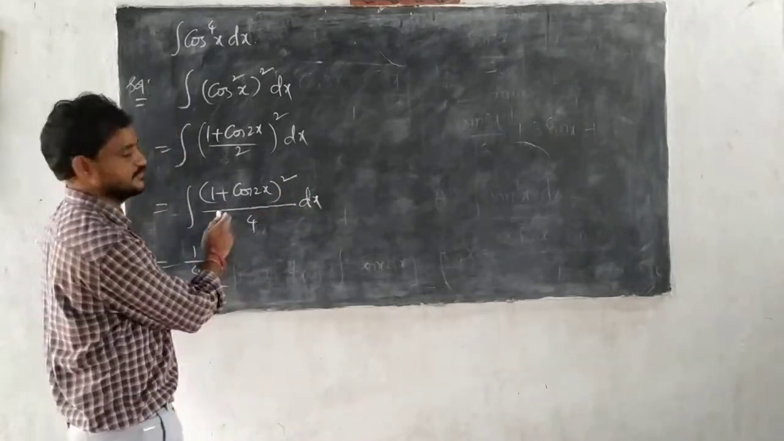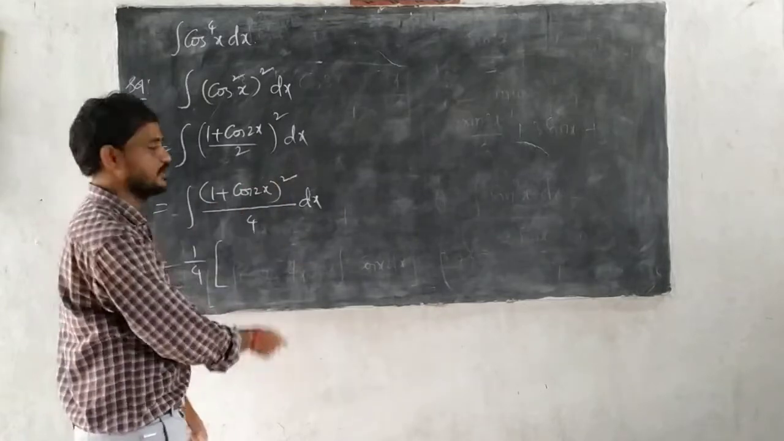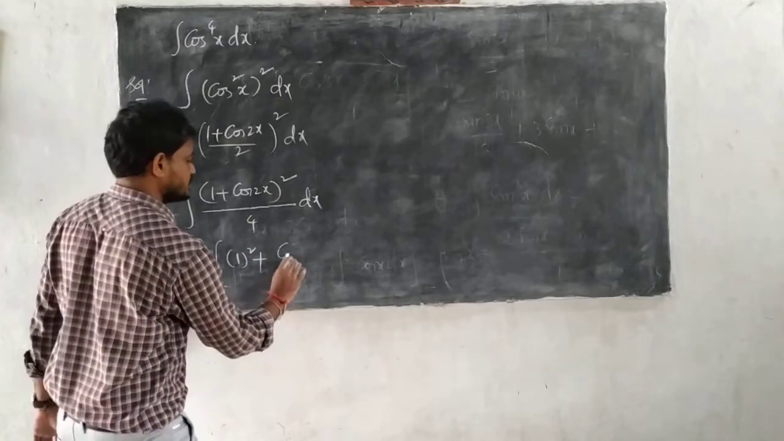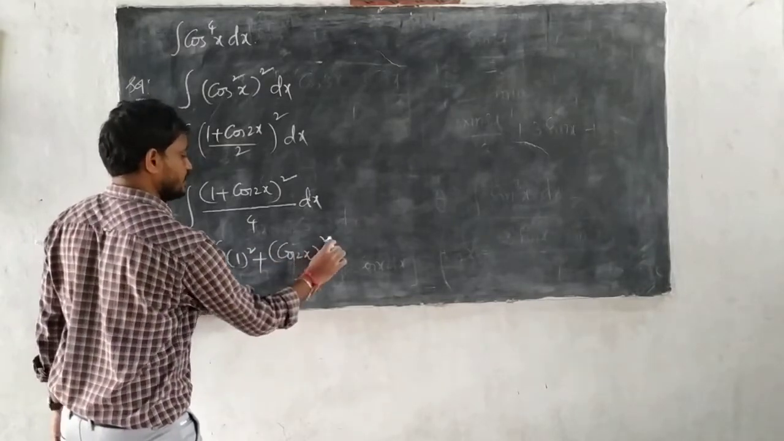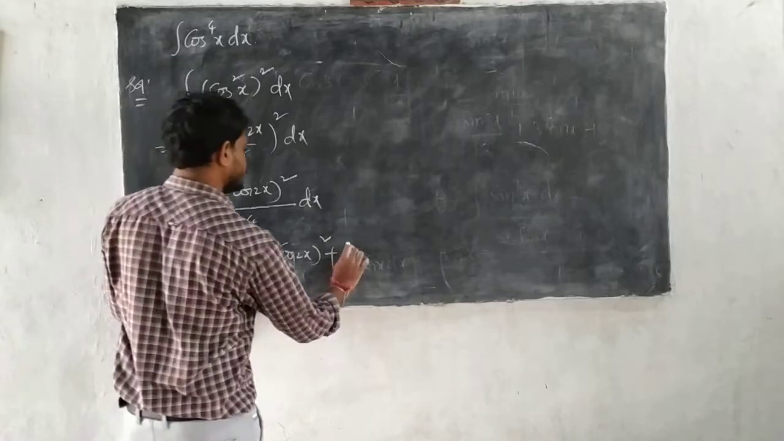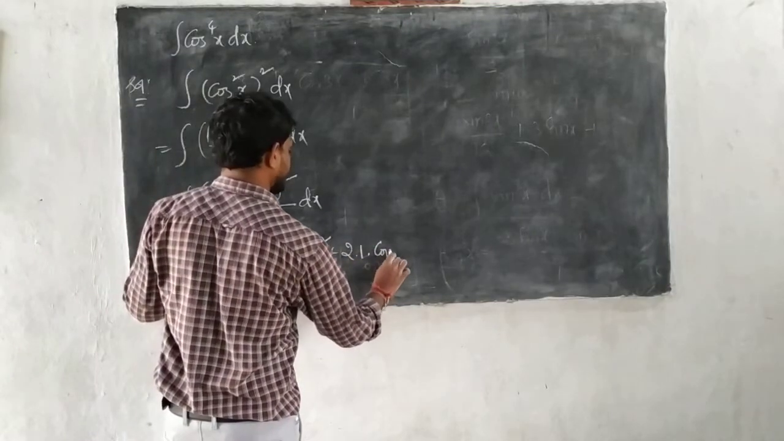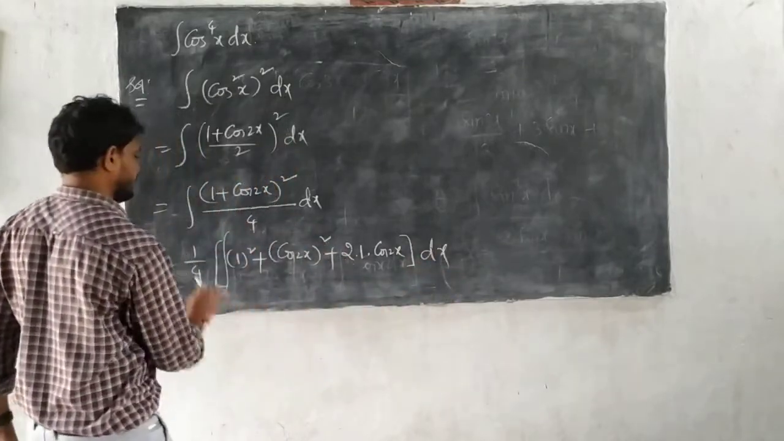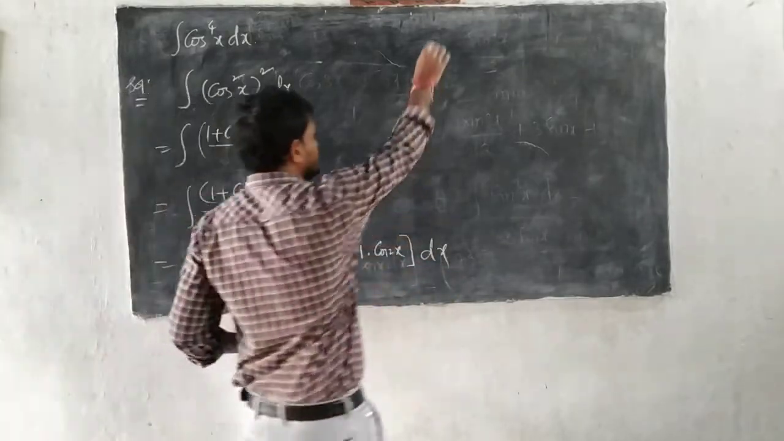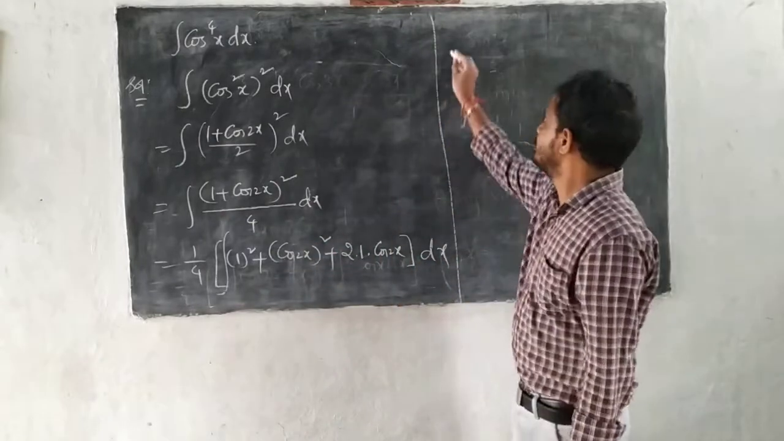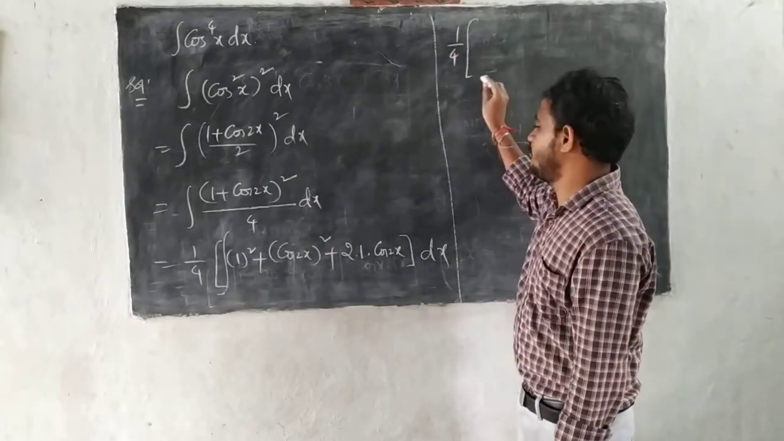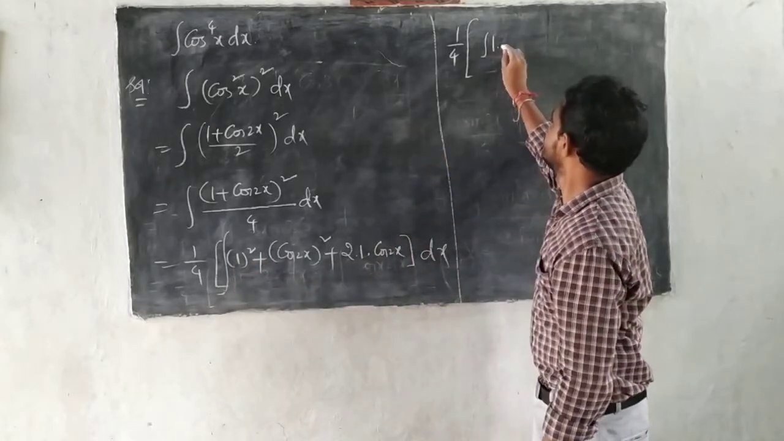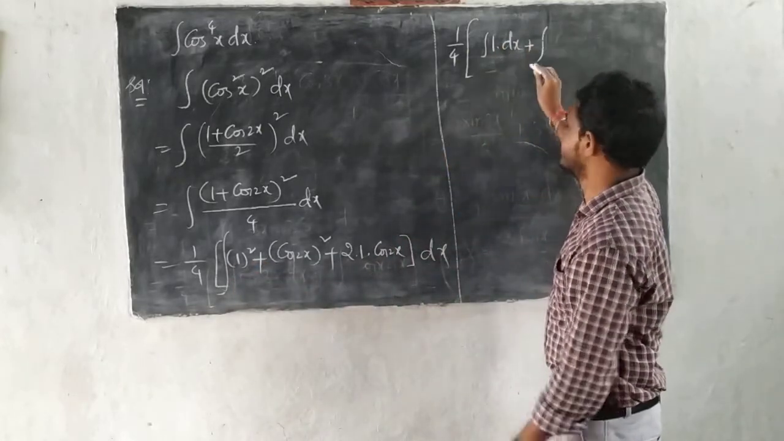First let us expand this function, 1 plus cos 2x whole square. a square, 1 square, plus cos 2x whole square plus 2ab, that is 2 into 1 into cos 2x, into dx. Now make it separate here. 1 by 4 of integral: the first term is 1, so 1 into dx. And the second term is what?